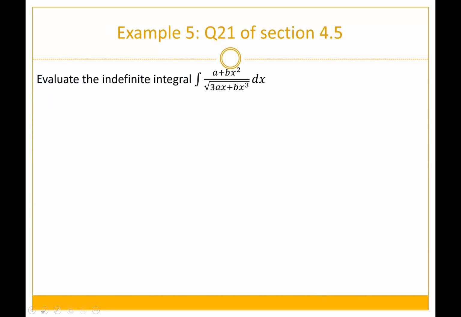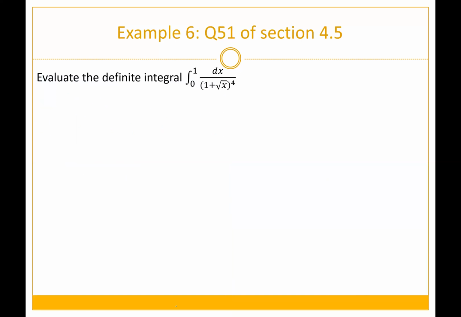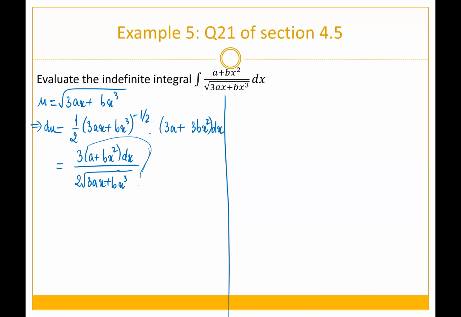So my first guess is that I actually will do it 2 ways. I'll first use u as the square root of 3ax plus bx cubed. Therefore, I'm going to have du equal half of (3ax plus bx cubed) to the negative half, multiplied by the derivative of whatever is inside the square root. It's going to be (3a plus 3bx squared) dx. So you do some simplification here: 3 times (a plus bx squared) dx over 2 square root of 3ax plus bx cubed. Basically you have the entire function up here, so you can rewrite that as 2/3 dx.